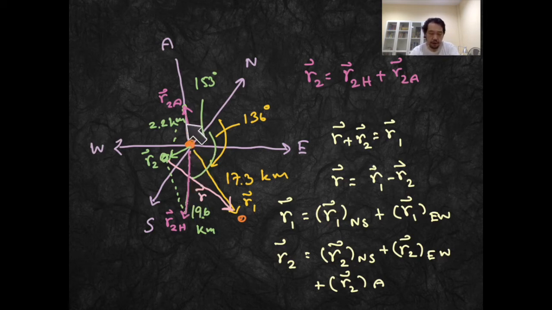Right? If you draw this vector, you can see that these two vectors are perpendicular because vector R2A points along axis A and vector R2 horizontal is on the northeast, west, south plane, perpendicular to the altitude axis A. Okay. Now, when we write down this equation, we have that this is R2 horizontal, and this is R2A.